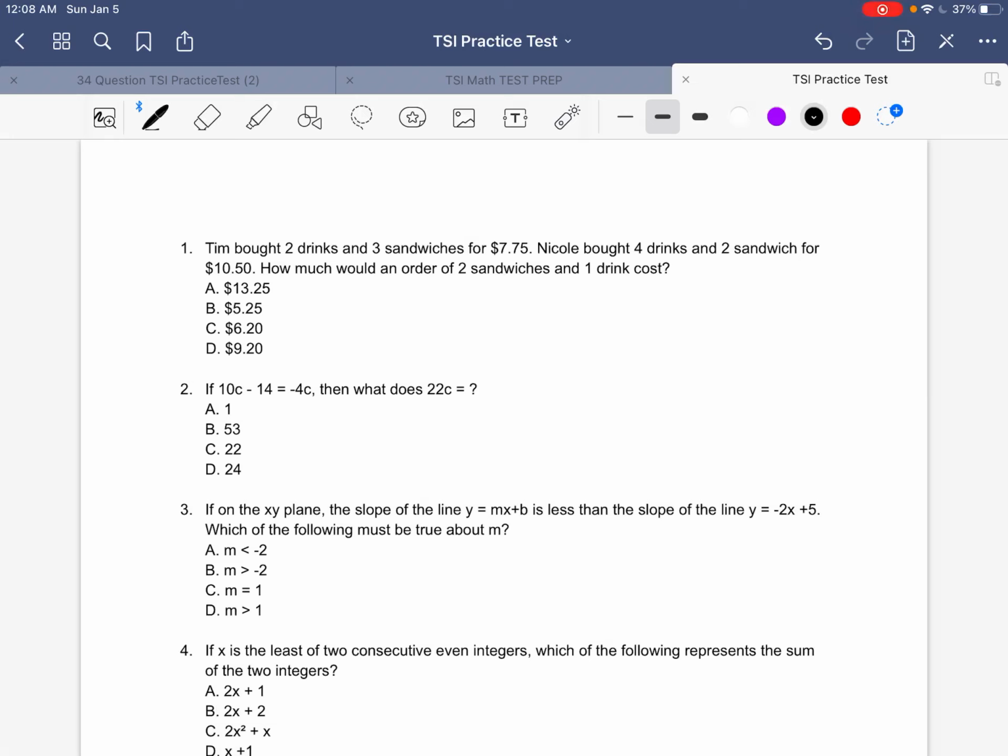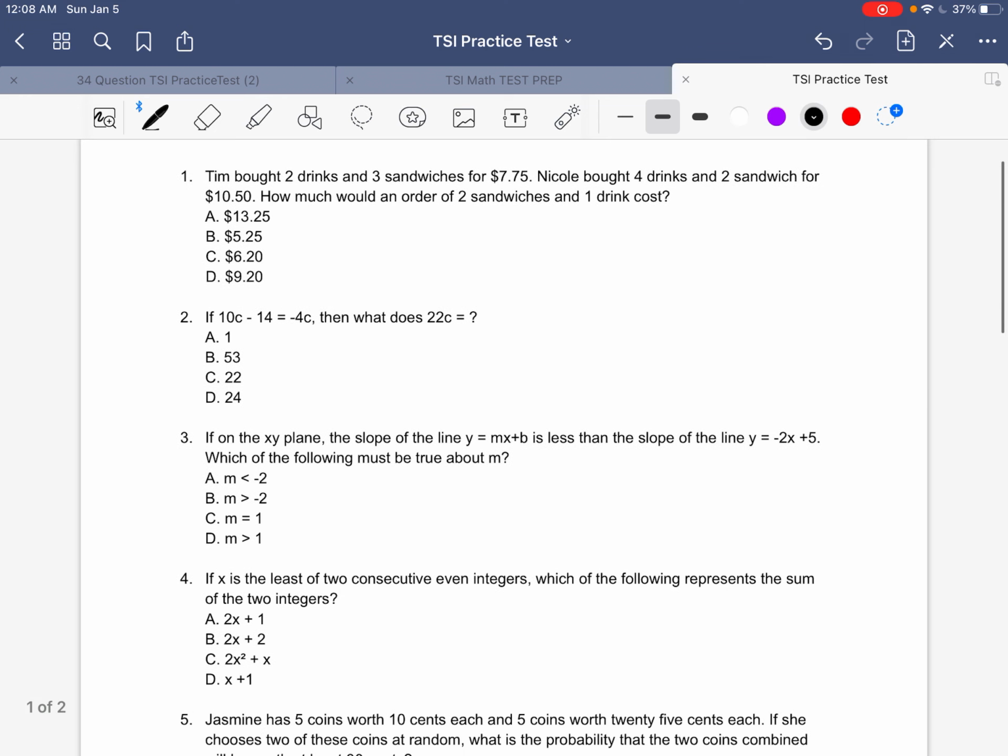So let's go over 7 brand new practice test questions for the TSI. A student actually asked me if I could give them extra examples. A couple of these examples appear on my practice tests, and I'll leave the link in the description box. But some of these are completely brand new. So let's go through them one at a time so that you can feel like you really have enough practice with each type of problem.